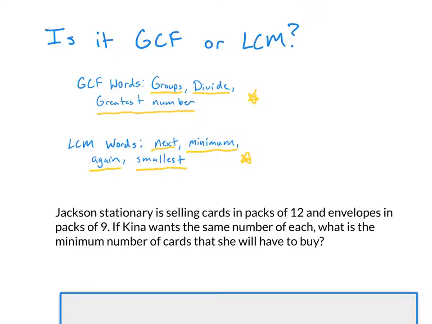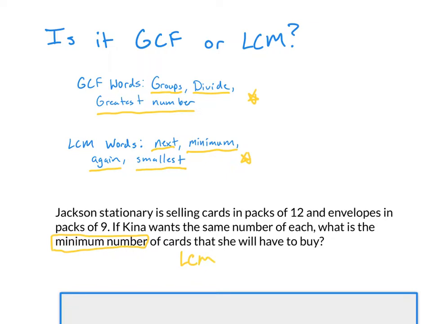We're looking for words that describe groups, divide, greatest number, or next, minimum, again, smallest. I see one of those words right down here. The minimum number of cards. So we want the minimum, the smallest, or those other pieces. So this is an LCM question. So that's kind of what we're looking for.